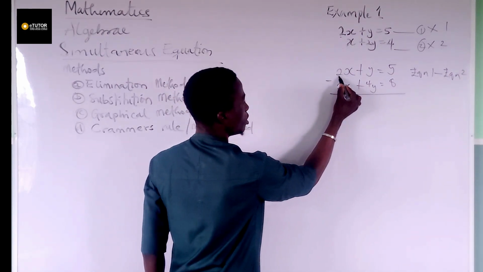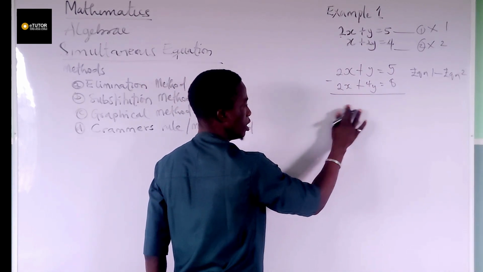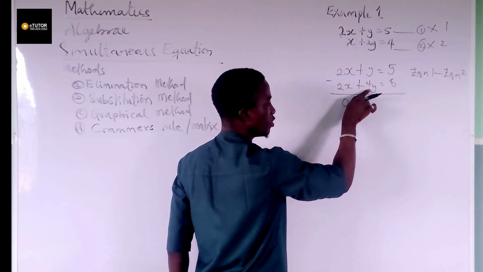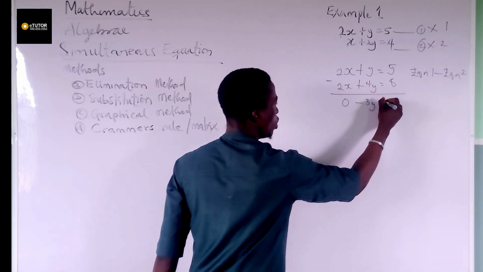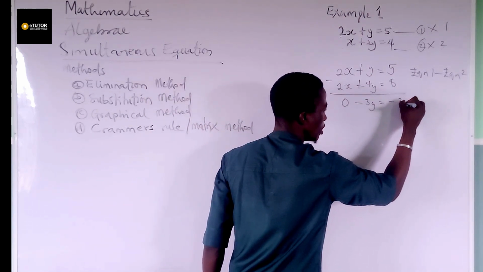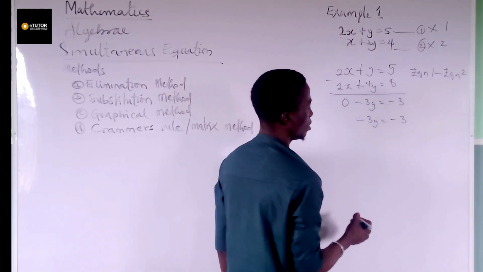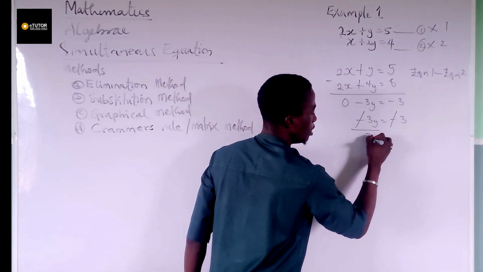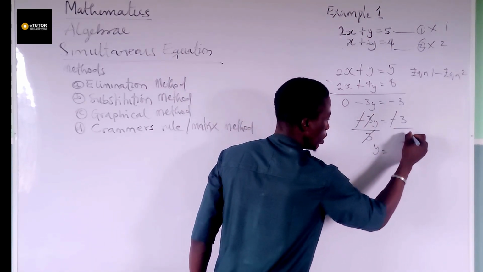So what is 2x minus 2x? That eliminates x. That gives 0. Does it not? Let me just write 0 here. Now, y minus plus 4y, that is minus 3y, equals 5 minus 8, that gives minus 3. So we have minus 3y equals minus 3. We can easily say negative cancels negative. Divide both sides by 3. 3 cancels 3. So we have y equals 3 over 3.